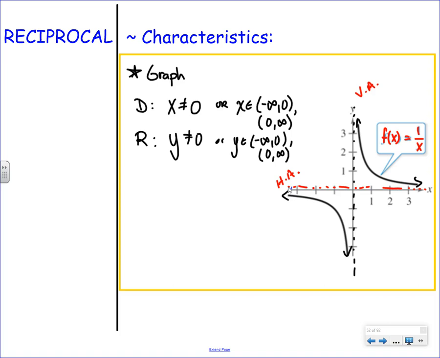Oh, this one doesn't have a vertical asymptote. Oh, okay. Good. You're right. There is no vertical asymptote. This graph, there's only a horizontal.